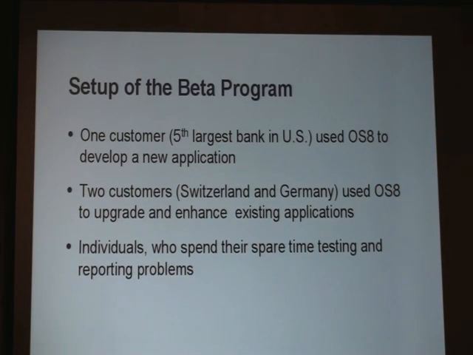Our first customer is the fifth largest bank here in the United States. I'm sorry, I'm still not allowed to say the name. There was some administrative hiccup, or whatever you want to call it. But they used ObjectStudio 8, the beta product, to develop a new application. So they had this level of trust in the team, in Cincom, to say, we start out with a beta and develop a new application for us that we use.